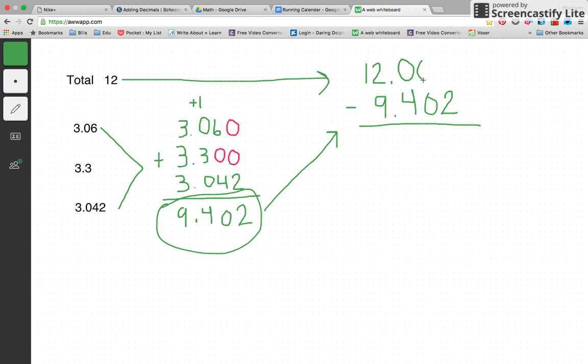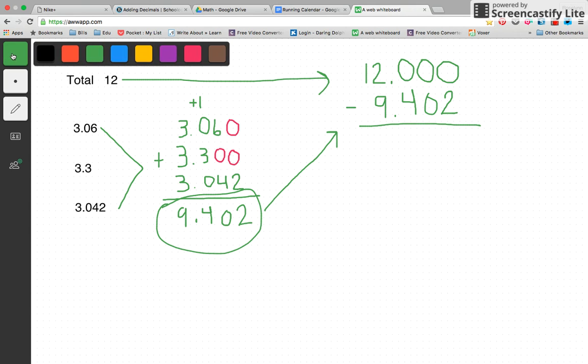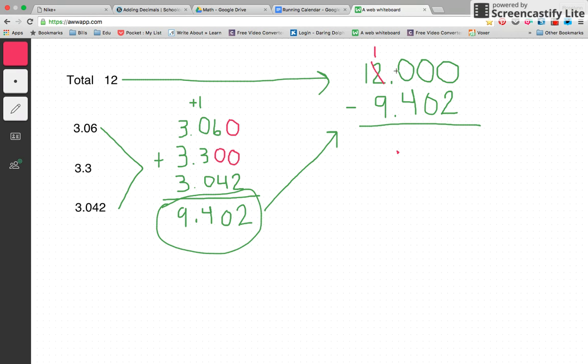I'm going to continue to tack on zeros so there's a digit in every place value. It'll make it easier for me to see visually what I'm doing. Again, I'm going to switch my pen colors so you can see what I'm doing when I regroup. Let me bring down my decimal. I'm going to regroup with my ones place. So instead of 2 ones, I now have 1 one and 10 tenths.